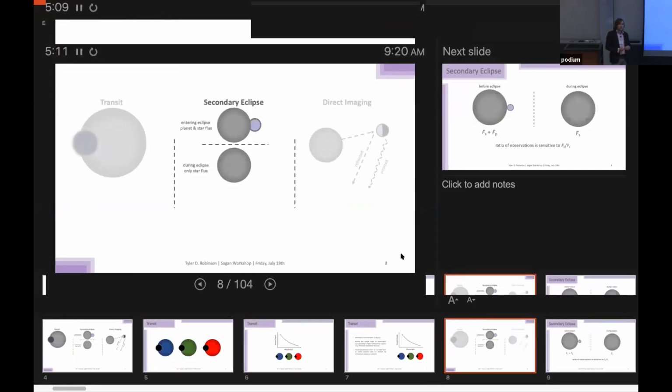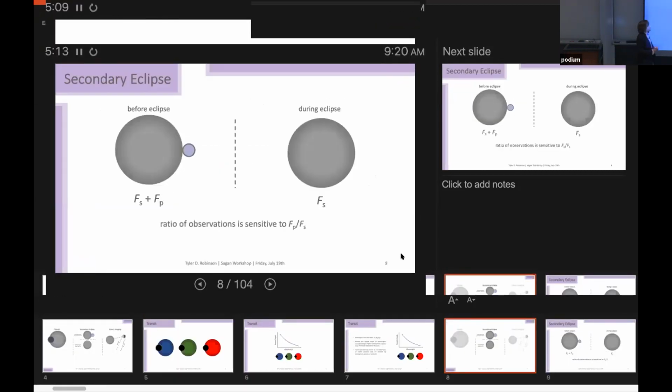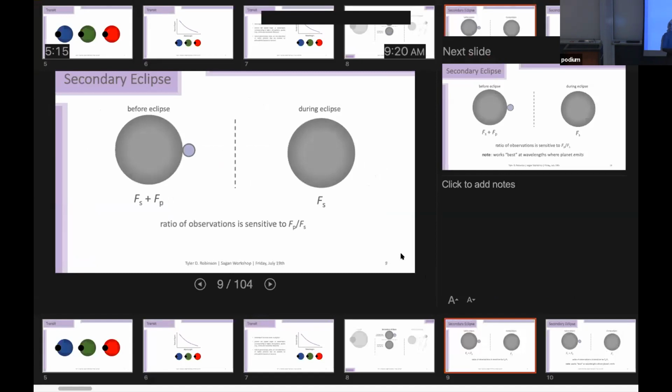Okay, leaving transits behind, let's talk about secondary eclipse. In secondary eclipse, you take an observation of the star-planet system. Again, all of this is happening beneath the resolution of your telescope, just before the planet disappears behind the disk of the host star. And then you repeat your observation after the planet has gone into secondary eclipse, so it has disappeared behind the disk of the host star.